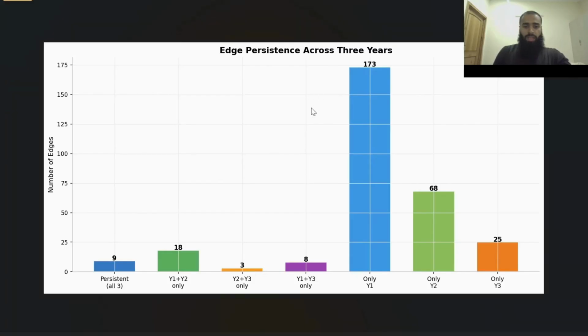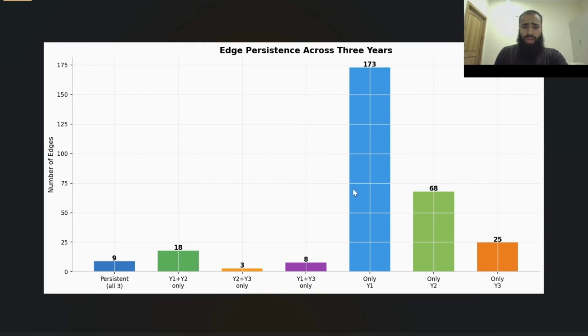Bar graph. The dark blue bar on the left, persistent in all three, represents the edges that survived all 3 years, and these are the structurally stable relationships: petrol with diesel, cooking oil with ghee, curd with fresh milk. These item pairs are always co-moving because they share underlying cost drivers, crude oil and dairy supply chains, that don't change year to year.